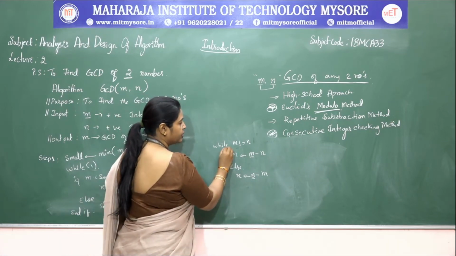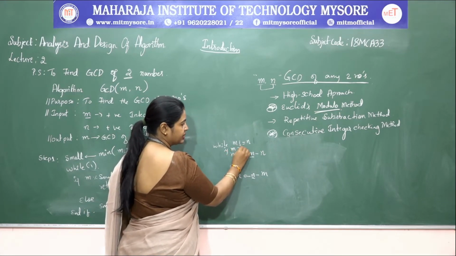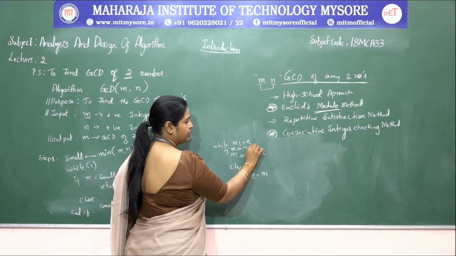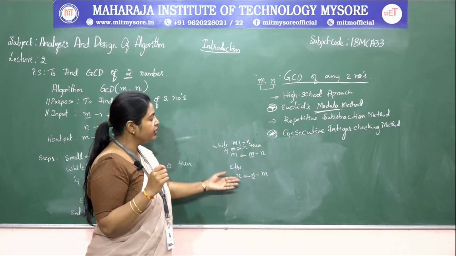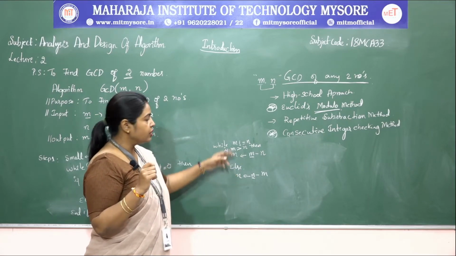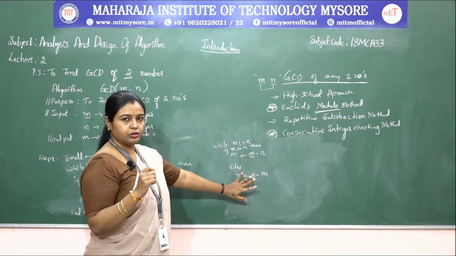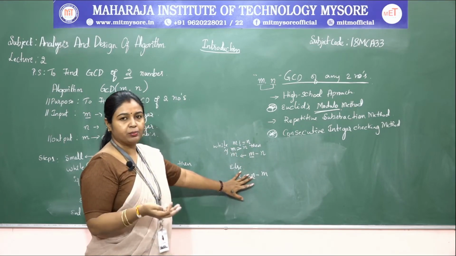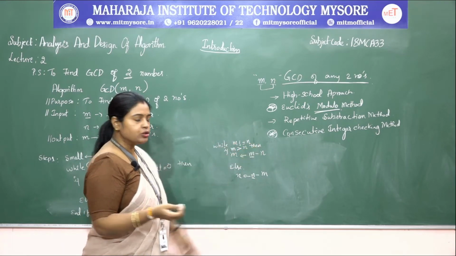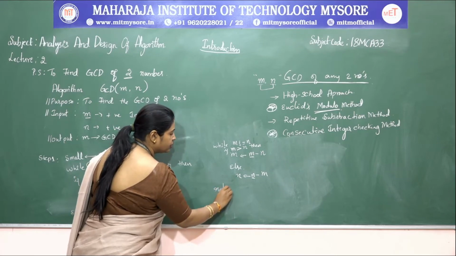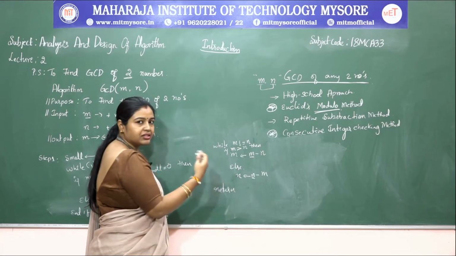So, for that we put if m is greater than n, then we need to perform the following operations. This operation will be repeated until m and n become equal. Once m and n are equal, we need to stop this procedure. So where will the GCD be? Either in m or in n. You can return either m or n, because both have the same value.